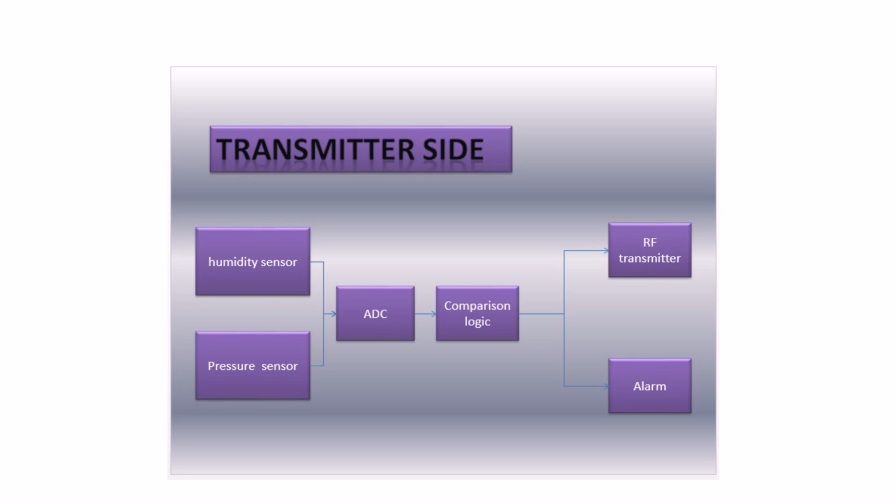Now, let's see the basic block diagram. First, the transmitter side. It consists of two sensors, a humidity sensor which measures the humidity of the soil, and then the pressure sensor which calculates the pressure of the soil. The outputs which come from both the sensors are analog in nature. To convert that, an ADC is used. An ADC is an analog to digital converter. Then comes the comparison logic, which compares the signal whether it is beyond or below the threshold limit. Correspondingly, two signals are generated where one is given to the RF transmitter and another to an alarm which alerts the local natives.